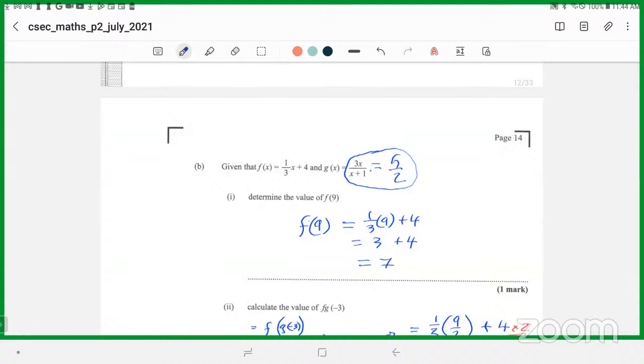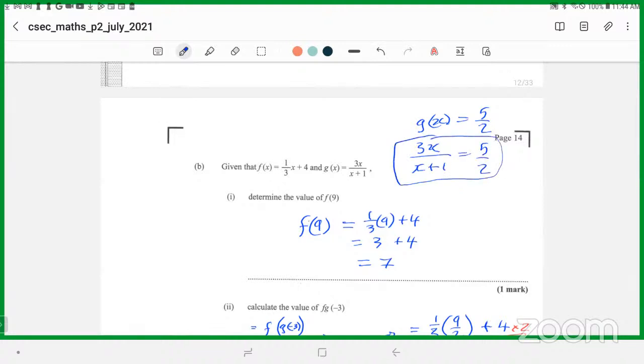3x over x plus 1 equals 5 over 2. That's what it means. So let's go and do it. If you're solving g of x equals 5 over 2, and this is your g of x right here, then you're really solving 3x over x plus 1 equals 5 over 2. That's the equation you're solving. So let me copy that down and continue.